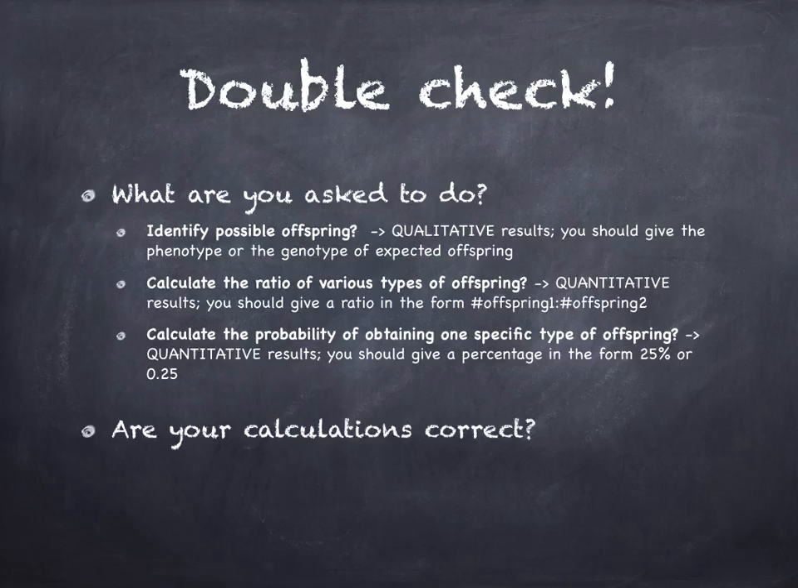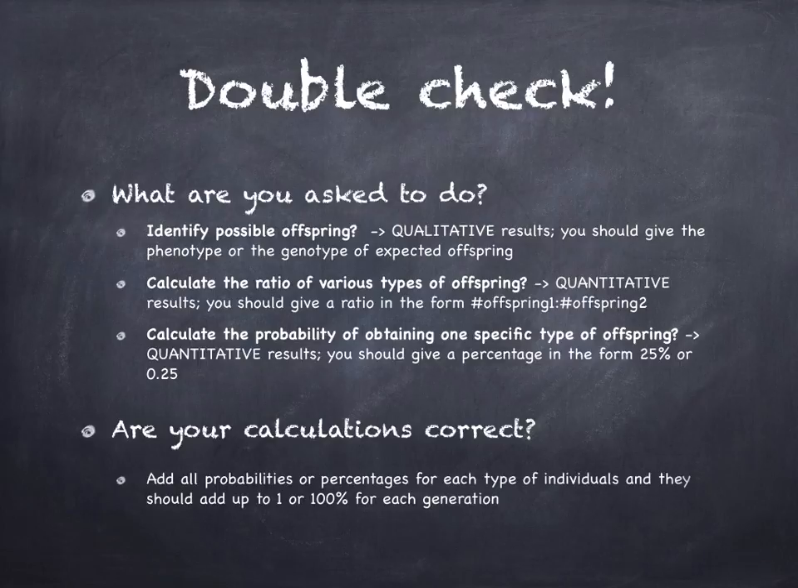Are your calculations correct? If you add all the probabilities that you have calculated, they should add up to 1. And here we had 4 times 25%, so it adds up to 100%. So this is correct. Our calculations are probably okay. This completes the solving of this problem. Thank you.